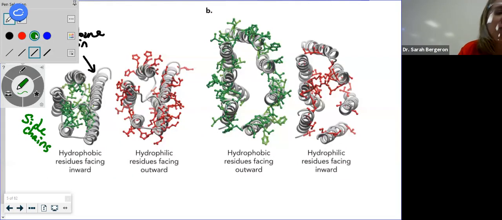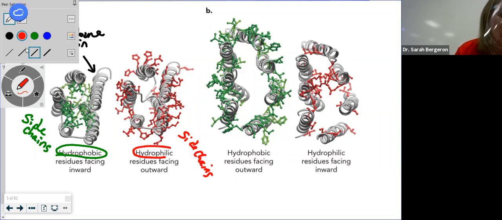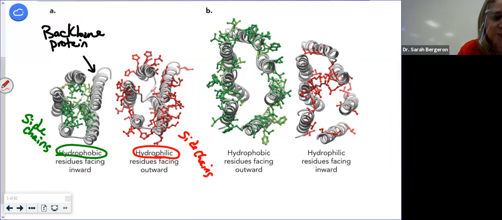What about those side chains? Why do we have green side chains here and red side chains here? The green ones are hydrophobic. The red ones are still side chains, but they are hydrophilic. Okay. So now, this is one protein. Both of these two are the same protein. And this one, we're highlighting the hydrophobic side chains. Here, we're highlighting the hydrophilic side chains. Where are the hydrophobic side chains facing? Inside. They're facing inside. Where are the hydrophilic residues facing? Outside.